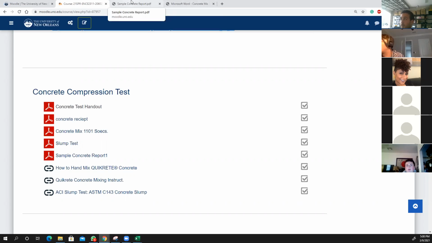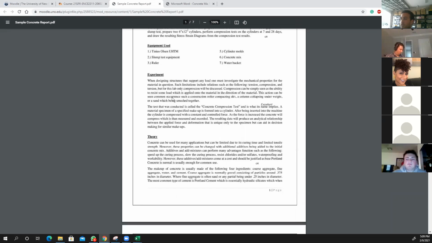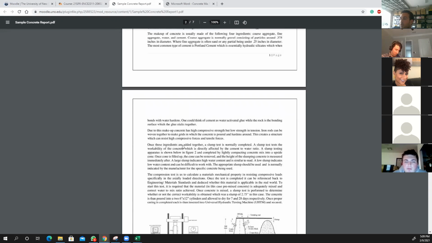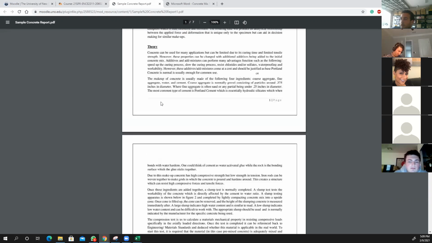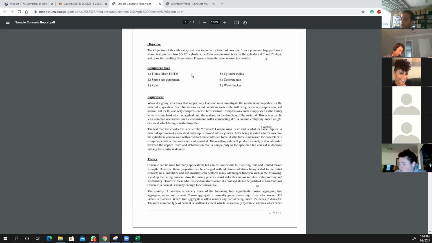You can start typing it. And if you look at the sample report, that's going to help you develop the theory section and the experiment of the concrete. I'm not going to go over it paragraph by paragraph. I explained on the tensile testing, it's similar. The equipment used is going to be the same. And the objective is the same. This objective is the same as what I showed in the previous handout, the first handout, the handwritten one.